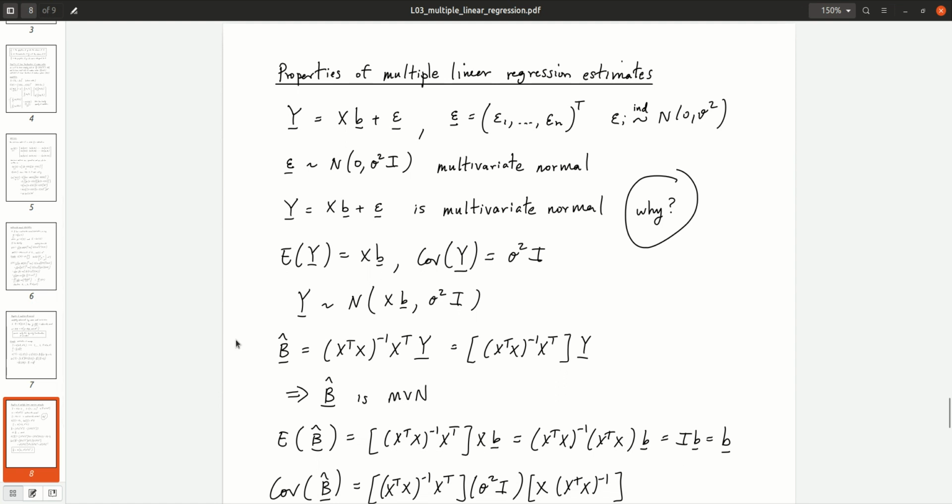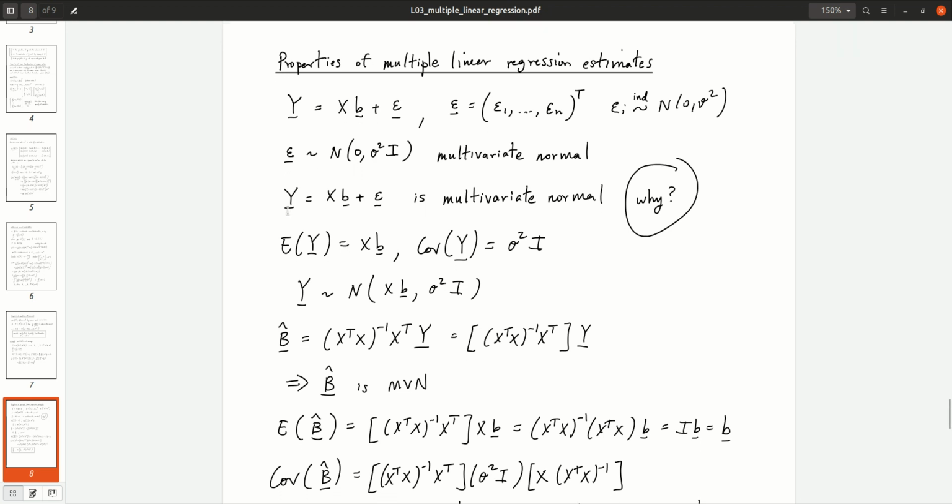All right, so these formulas are going to be really powerful, and it's going to make our life really easy to work out properties of the linear regression estimates, namely the sampling distribution of b hat. Okay, so let's go back to our multiple linear model formula. It's y equals xb plus epsilon, where epsilon is a vector of epsilon 1 to epsilon n, where these are independent normals. So that means that epsilon as a vector is multivariate normal with mean vector of zeros and covariance matrix of sigma squared I.